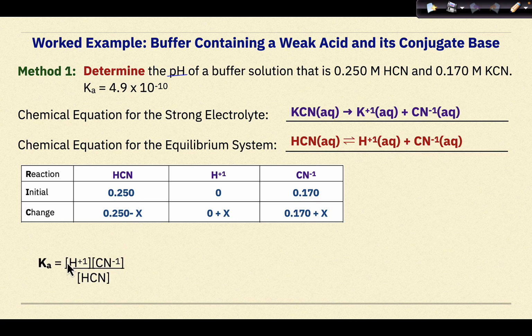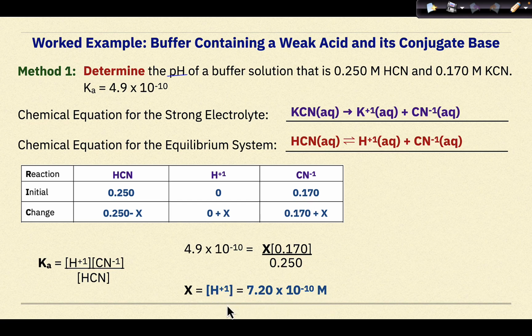Our next step is to write our equilibrium expression. Then we take the values from the stimulus and plug those in. So our Ka is 4.9 times 10 to the negative 10. We are solving for X, which is our hydrogen ion concentration. The 0.170 is coming from the stimulus, and the 0.250 is the concentration of the weak acid. If we do the calculation and solve for X, X is equal to our hydrogen ion concentration, which is 7.20 times 10 to the negative 10 molar.